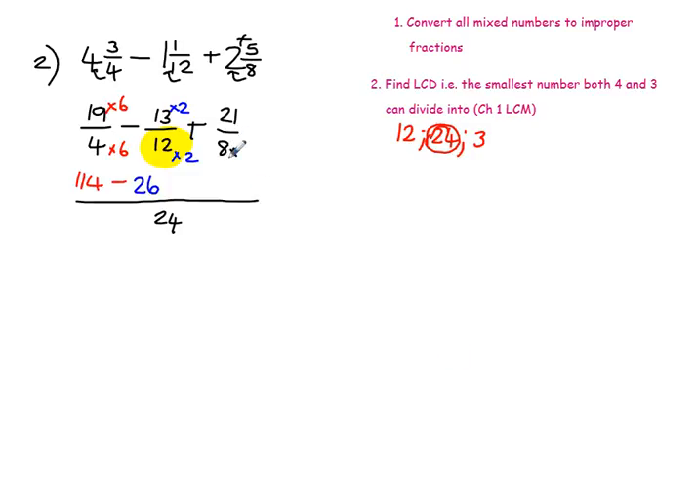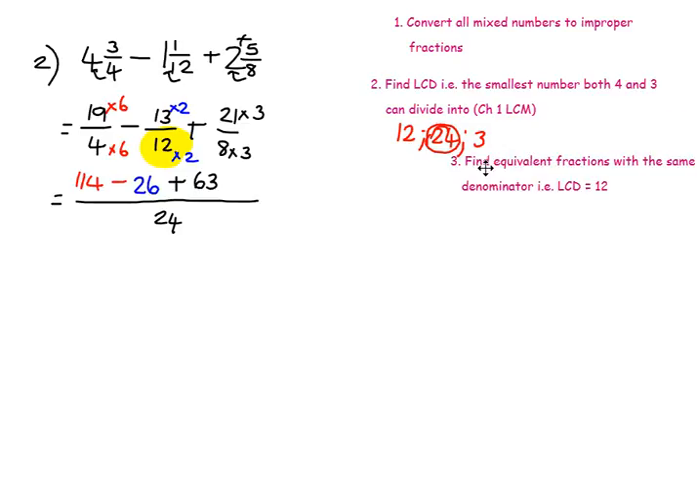8 multiplied by 3 will give us 24. Therefore, 21 multiplied by 3. And I'm adding 63. So 21 multiplied by 3 is 63. Don't forget your equal signs at the beginning of each line.